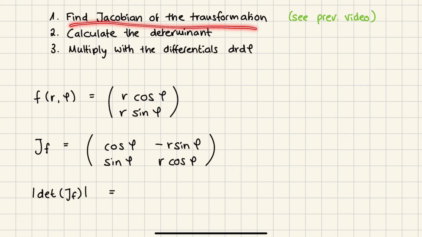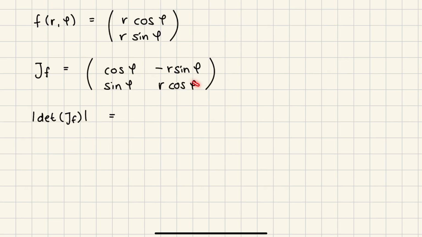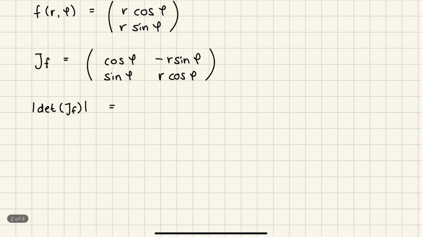Since we already have the Jacobian, which is this one, we're going to jump right into step 2. The determinant of a 2 by 2 matrix is this diagonal multiplied minus this diagonal multiplied. So let's do exactly that. Firstly, we have cosine phi multiplied with r cosine phi. So we're going to get r cosine squared phi. Then we're going to subtract the product of the second diagonal, which is sine phi times minus r sine phi. Since we have a minus here too, that's going to turn positive, and it's going to give us r sine squared phi.